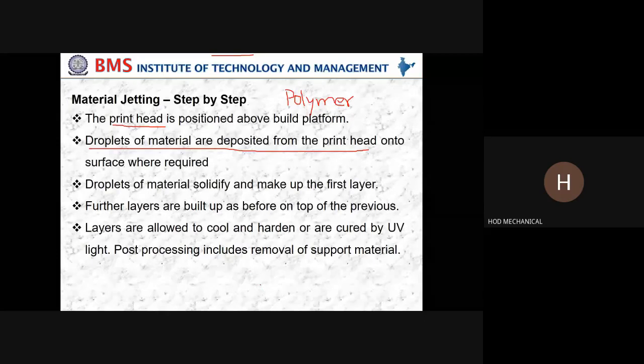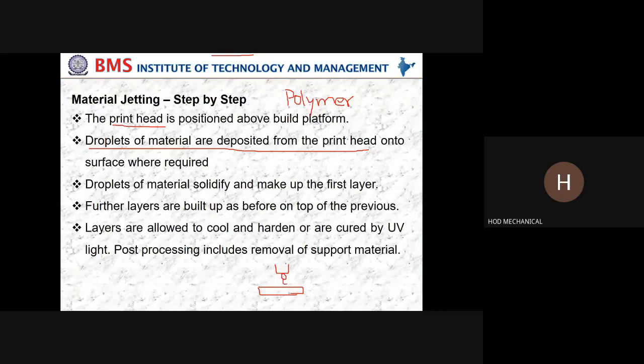Now you have a flat platform, and there is a print head present. Through this print head, the droplet of photomaterial is going to be present on the surface. After that, the droplet of material solidifies and makes up the first layer. How is the droplet going to solidify? The droplet is going to be solidified on the application of the UV light.